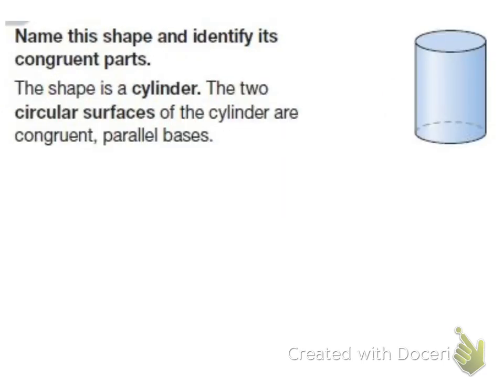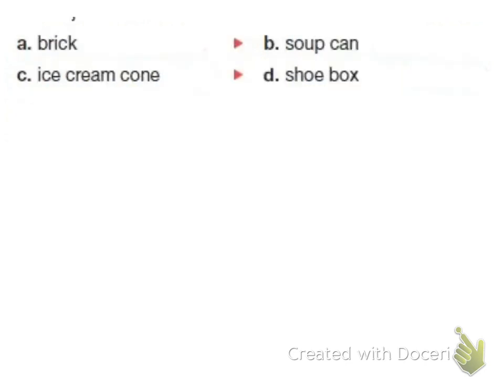Okay. This one says, name this shape and identify its congruent parts. Well, you should recognize this. This shape is a cylinder, okay? And on a cylinder, we have 2 circular faces, okay? And the circles are congruent and parallel to each other. All right. On this one, it wants us to name the geometric shape of these real-world objects. So a brick. So if you think about a brick is a rectangular prism.